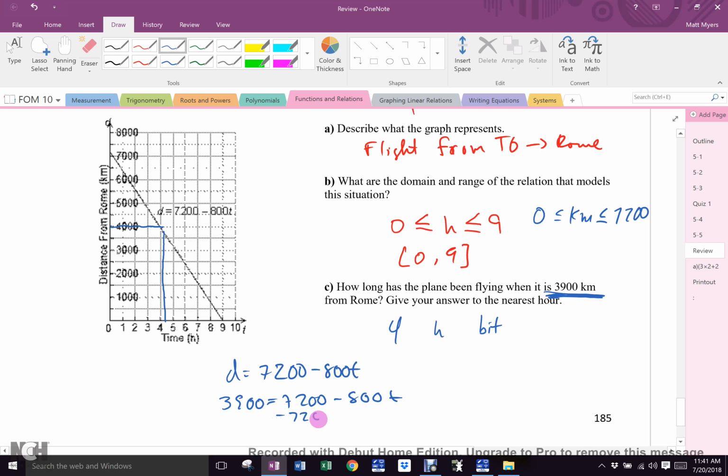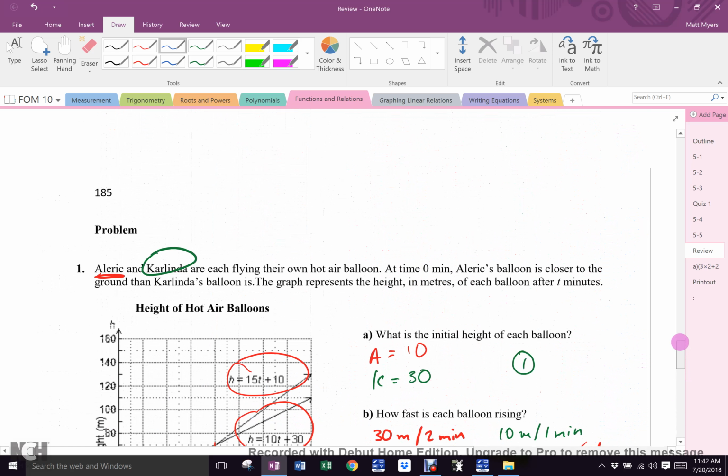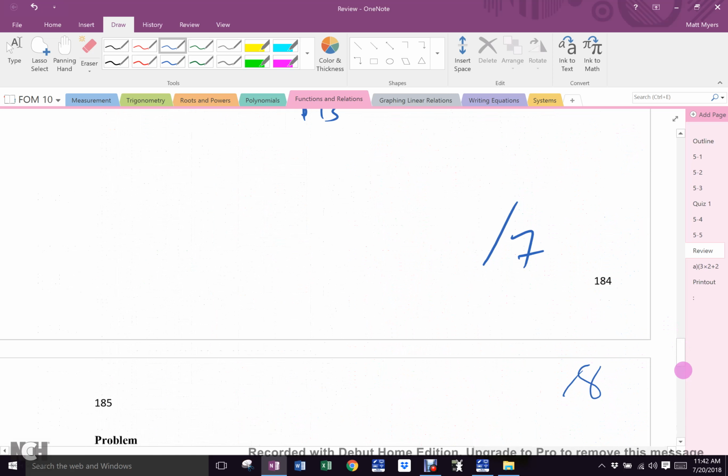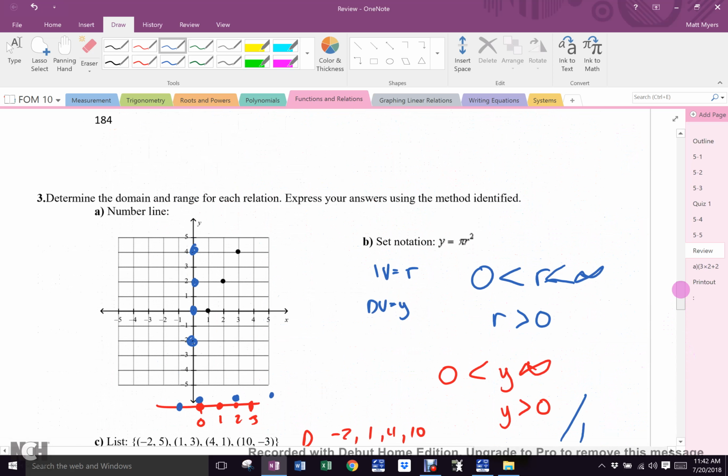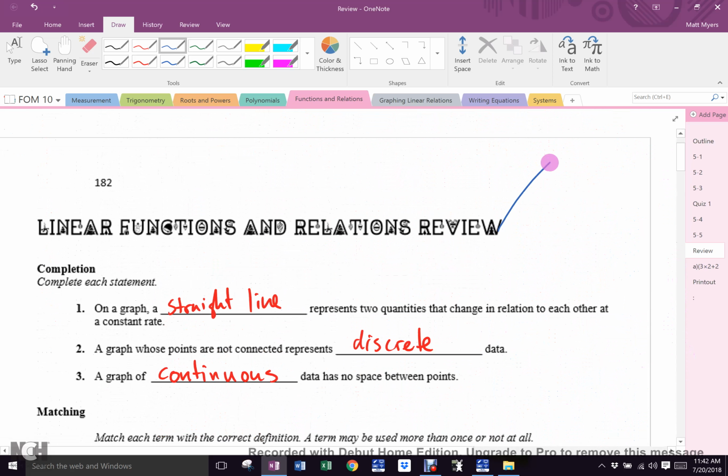You subtract 7,200 from both sides, then you divide by 800. And then you get an exact answer. Is everybody good? That's a 1. That's a 2. That's a 1. So that's a 4. So that last page is out of 8. So 8 and 7 is 15. And 14 is 29. And 9 is a 38.